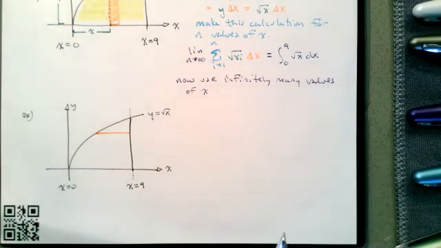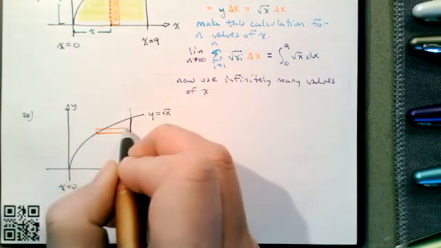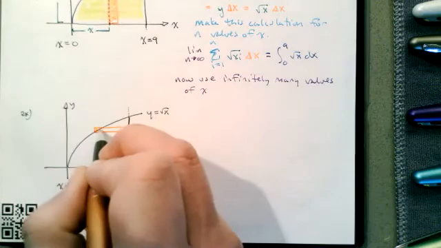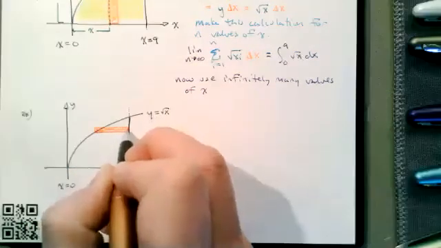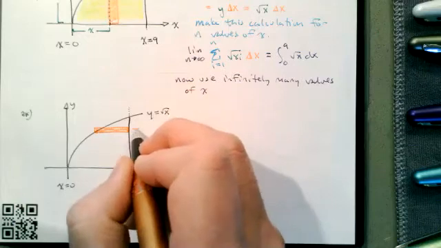So let's set this up. Instead of slicing delta x, slice horizontally so that the length is going the other direction. So now I'm going to set this up so that the width is delta y.